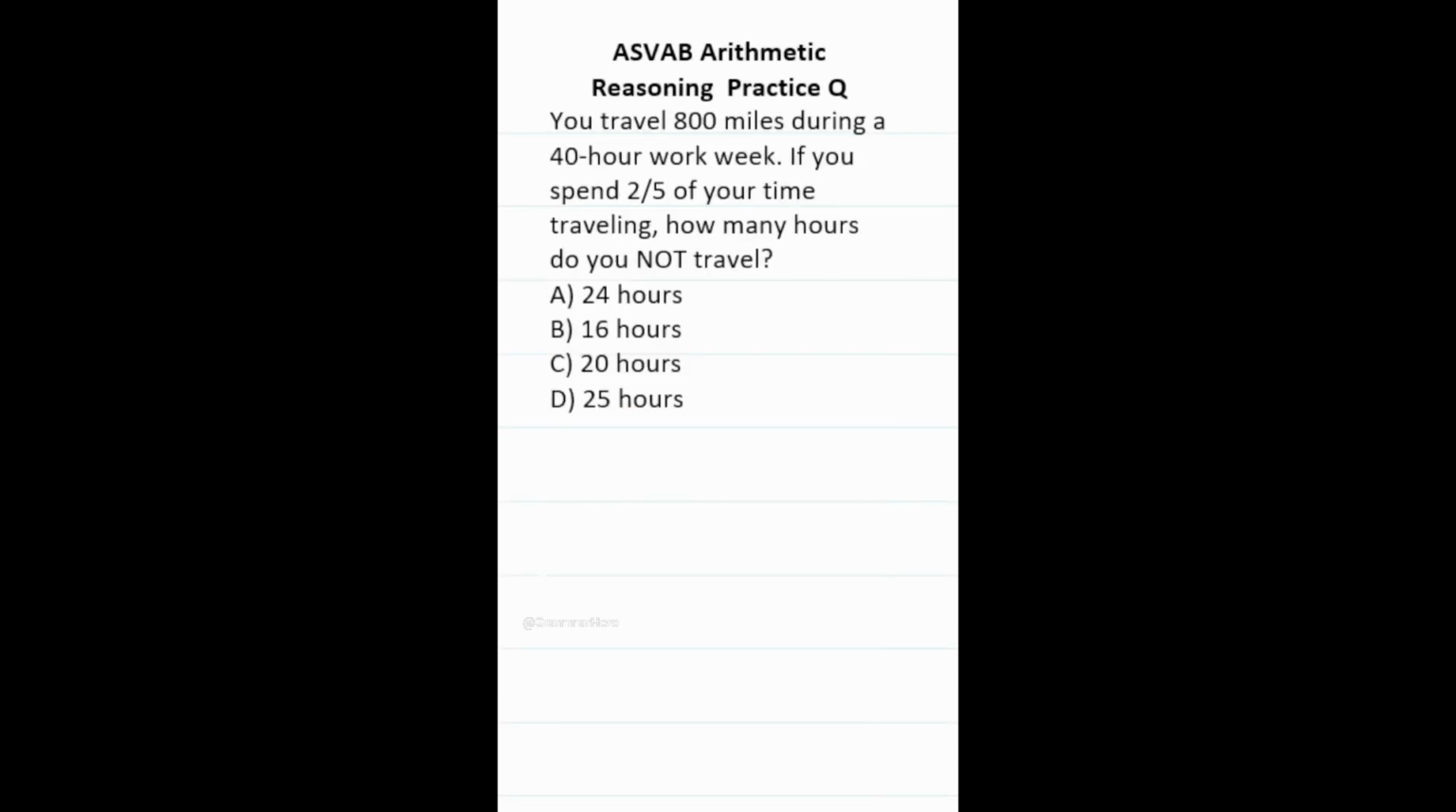This arithmetic reasoning practice test question for the ASVAB and PiCAT says, you travel 800 miles during a 40-hour work week. If you spend 2 fifths of your time traveling, how many hours do you not travel? So again, you spend 2 fifths of your time traveling. That means you spend 3 fifths of your time not traveling. If you couldn't do that mentally like I just did, you would do 5 over 5 minus 2 over 5 to get you 3 over 5. Now we have to figure out what 3 fifths of a 40-hour work week is. So we're going to do 3 fifths times 40.